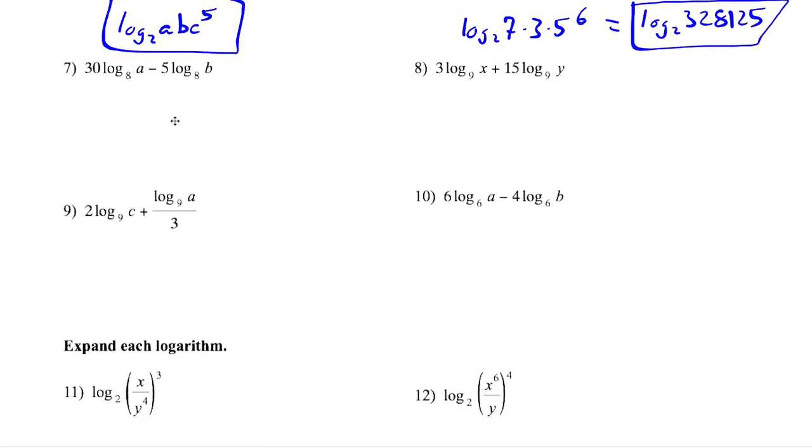Next up, we are subtracting, but yet again, we're going to do our power property first. So log base 8 of A to the 30th minus log base 8 of B to the 5th. And then we use our quotient property. So this is log base 8 of A to the 30th over B to the 5th.